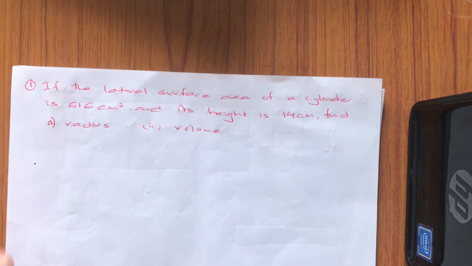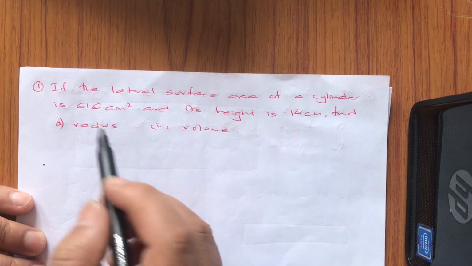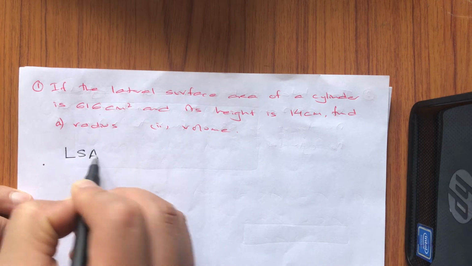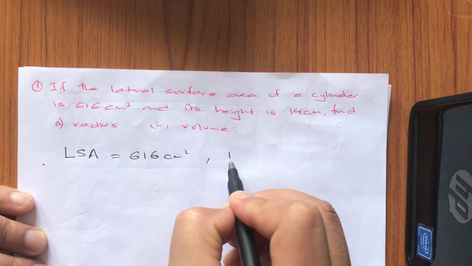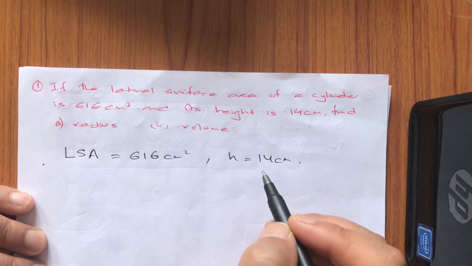So let's say for example this one. It says the lateral surface area of a cylinder is 616. So let's write what is given. Lateral surface area, or indirectly curved surface area, is equal to 616. That is given to us, and it says the height is 14, so height is equal to 14 centimeter. It says find the radius. Now how do I find the radius?